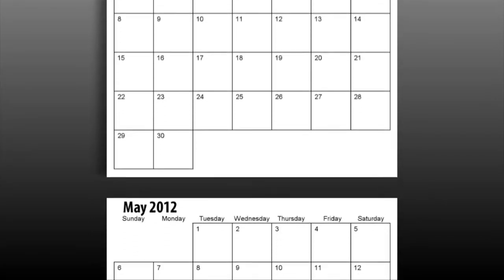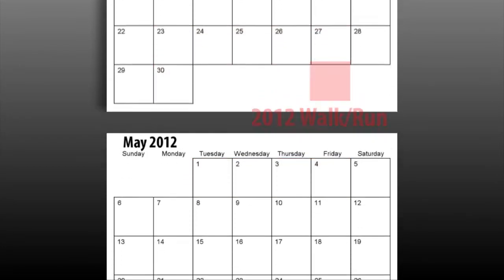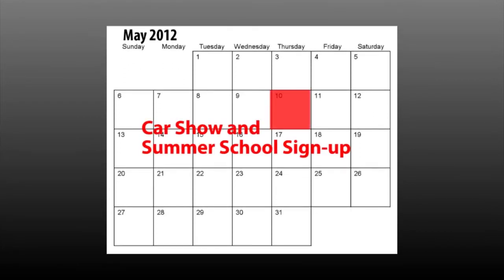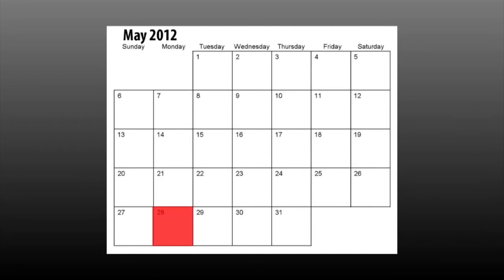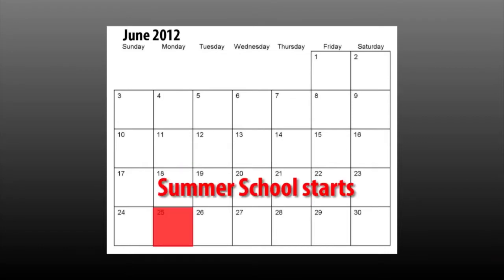Let's take a look at the calendar for the school year, as there's only a few months left. Most senior presentations are happening between April 23rd through May 4th. The walk run is coming up on the 27th. On May 10th, we're having our annual New Market Car Show, where you can sign up for summer school. Memorial Day is May 28th. The last day of school is now June 21st due to snow days. Summer school starts June 25th.